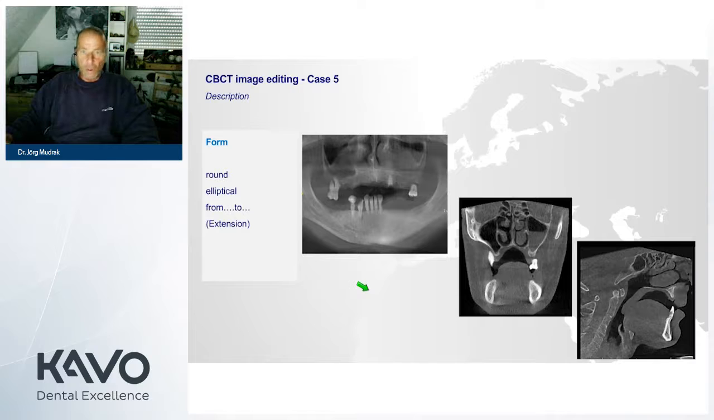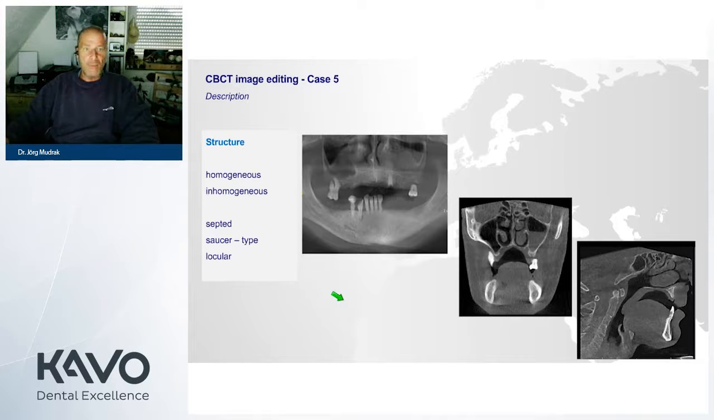So then the form, this is very hard to describe because we have somehow a vertical tooth loss, a vertical bone loss. At the same time, we have some lucent area in the apical region of this canine. We have some bone loss in the horizontal, in the maxilla. Then we have this structure in the sinus.